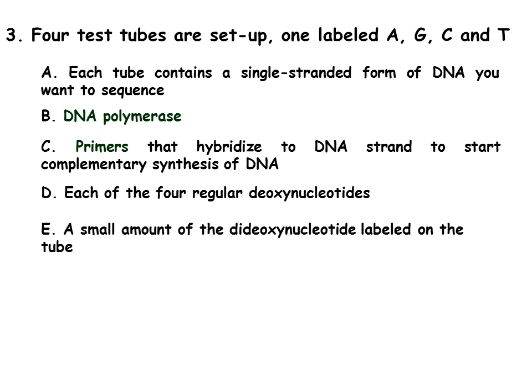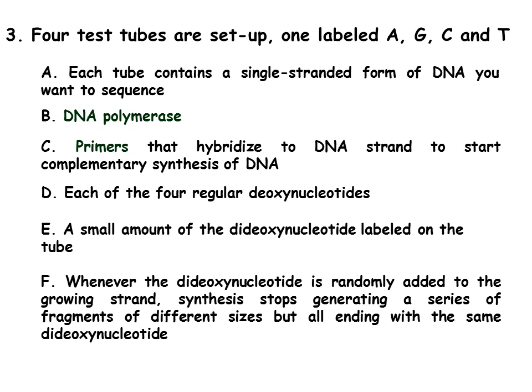However, a small amount of the dideoxynucleotide labeled on the tube is added. So adenine dideoxynucleotide is in the tube labeled A, and guanine dideoxynucleotide is in G, and so on. So whenever the dideoxynucleotide is randomly added, and since the dideoxys are in a lot lower concentration than the deoxy, synthesis will stop at different times in each of these little tubes, generating a series of fragments of different sizes, but all ending with the same dideoxynucleotide. So all of the fragments in the tube labeled A end with A.